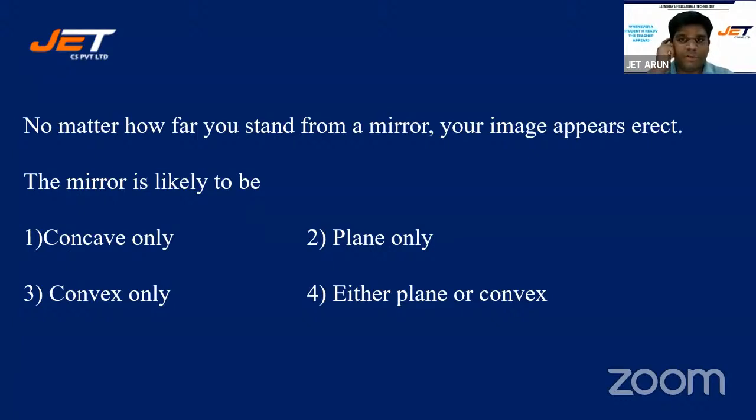No matter how far you stand from a mirror, your image appears erect. The mirror is likely to be concave, plane, convex, plane or convex. It appears erect always. In which case does your image appear erect?